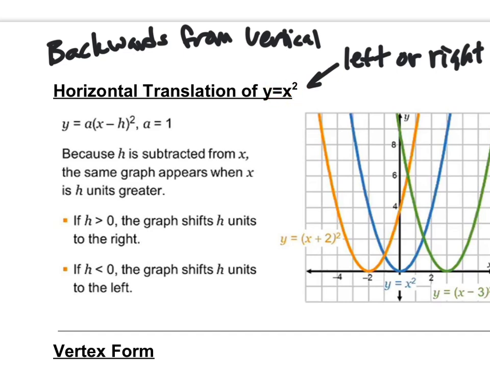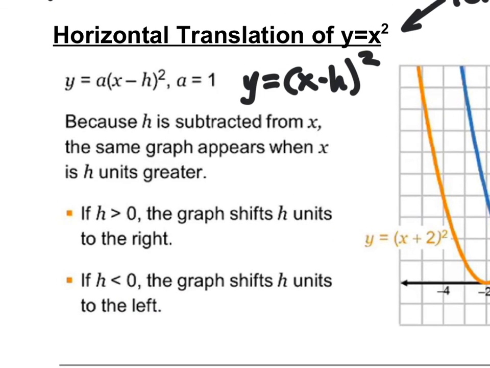We're talking about a horizontal translation of y equals x squared. That's our parent function. y equals a times the quantity x minus h, squared, when a is equal to 1. Let's rewrite that: if a is equal to 1, y equals just (x minus h) squared. It's kind of weird, but because h is subtracted from x, the same graph appears when x is h units greater. That doesn't really make sense to me, but let's talk about these two options. If h is positive, the graph shifts h units to the right, and if h is negative, the graph shifts h units to the left.